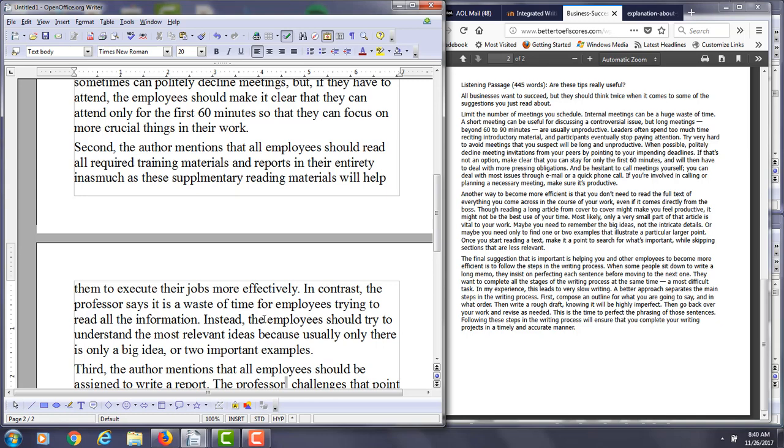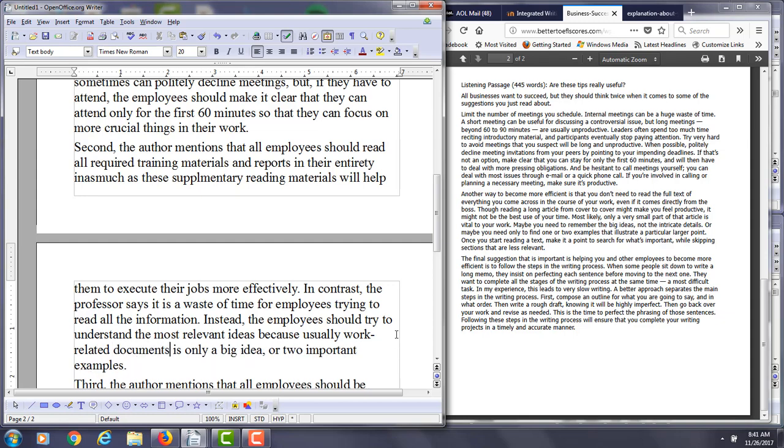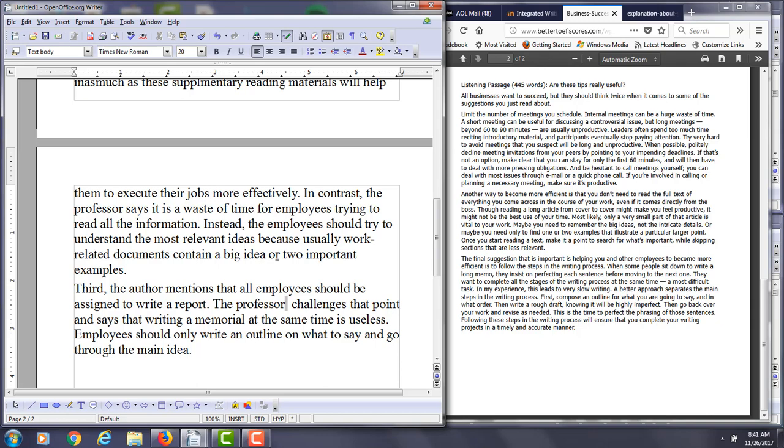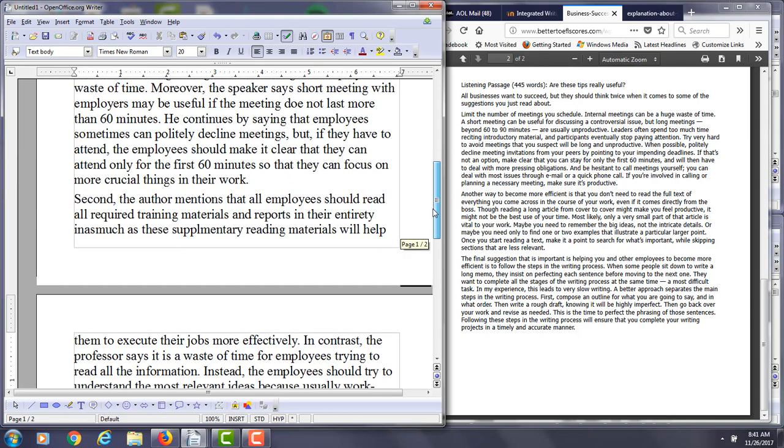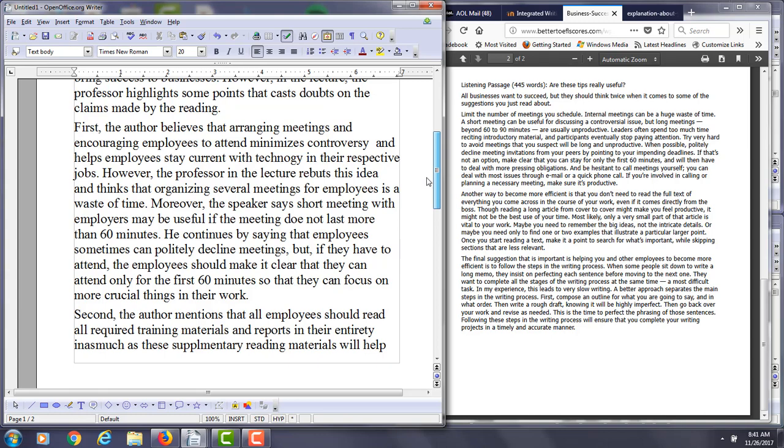So instead, the employee should try to understand the most relevant ideas, because usually they contain a big idea or two important examples. Okay, I think we're pretty good there. I think that we're in pretty good shape with this idea here.